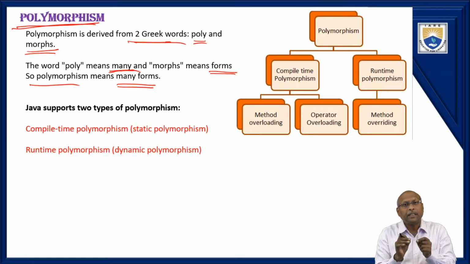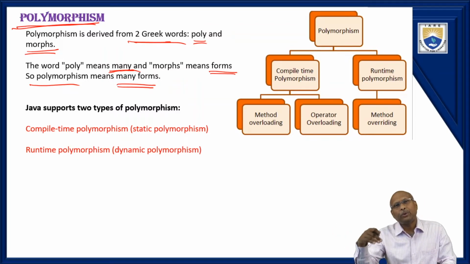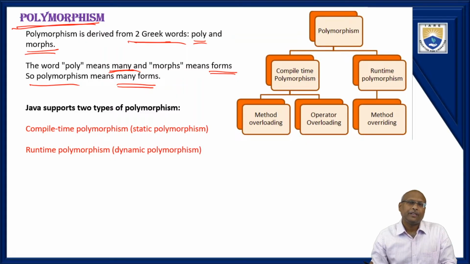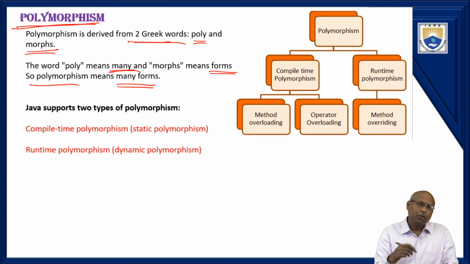Similarly, one person can do different tasks in different representation forms. For example, a person may act as a normal person in society. When the same person goes to the playground, he may be a captain also. Or when the same person comes to class, he may be a class representative. So one person acts in 3 different forms. That means the person has polymorphic behavior. So one name with many forms is called polymorphism.